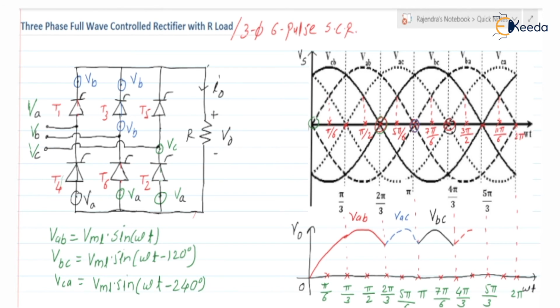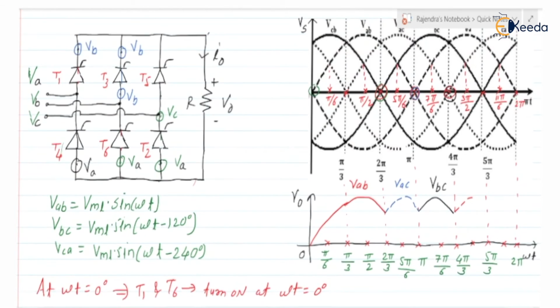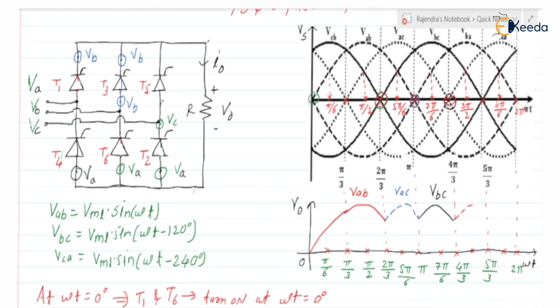But keeping the same logic, at 4 pi by 3 we are supposed to apply the gate signal to T5. So please check at 4 pi by 3 what is the status of T5. At the anode of T5, the voltage appearing is VC. At the cathode of T5, since T3 is in the on state and here it is VB, this voltage should be VB. What is the voltage across T5? It is VC minus VB, that is VCB.